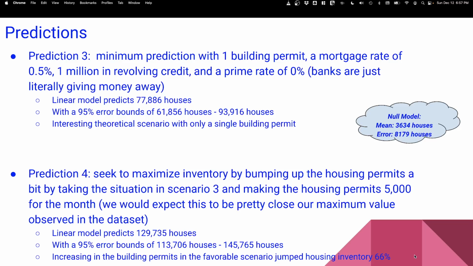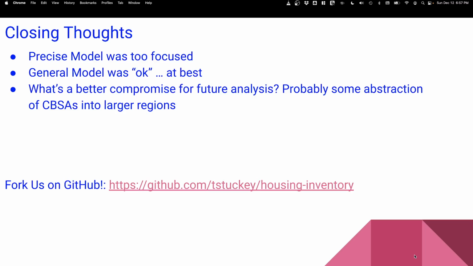That said, let's go ahead and seek to maximize what the theoretical maximum output of this would be if we bump up that housing permits in scenario 3 to 5,000. Let's see what our prediction looks like. We do that, we come up with 129,735 houses in the month for that theoretical area. Got a reasonable error bounds, and we can surmise that perhaps increasing the building permits would, in a favorable scenario, increase the overall housing inventory. So if that could be influenced with policy or something like that.